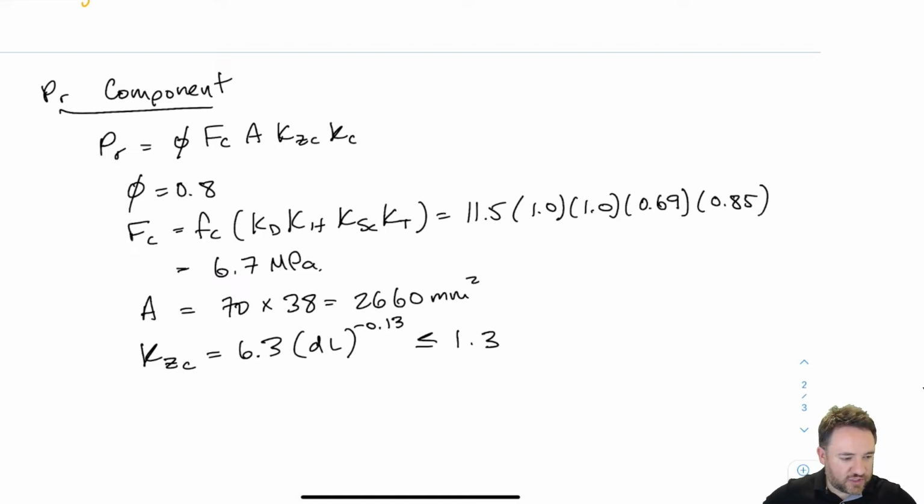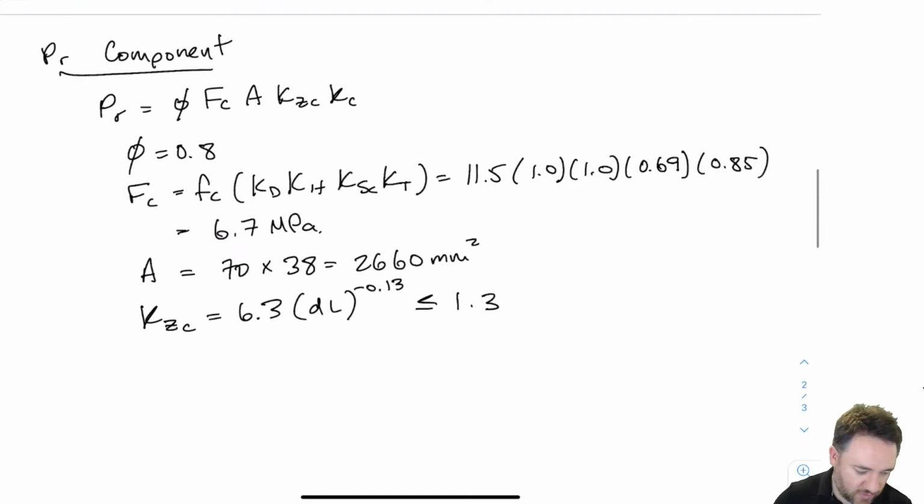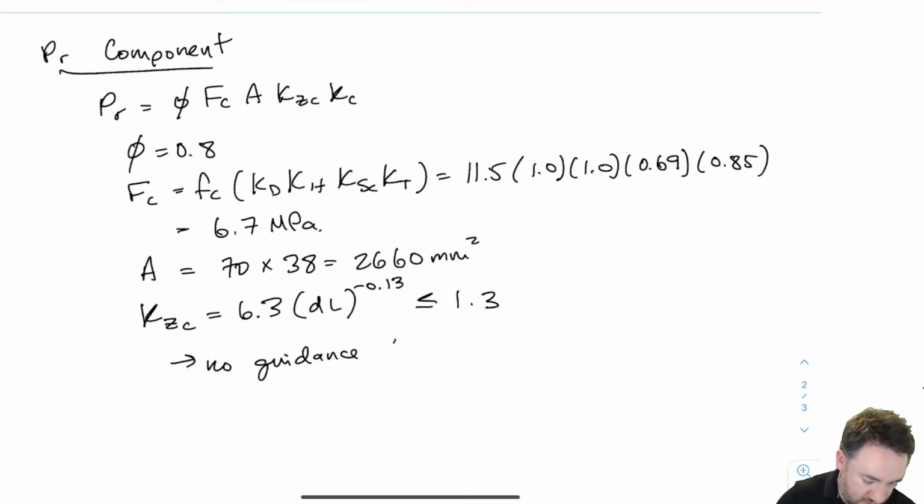I think they should put something in here that tells you what you should consider for KZC, since this is a local effect and not an overall effect. It seems like you should probably be able to consider that KZC equals 1, but there is nothing for that in the code. So I'm just going to make a small note about that and then finish it.